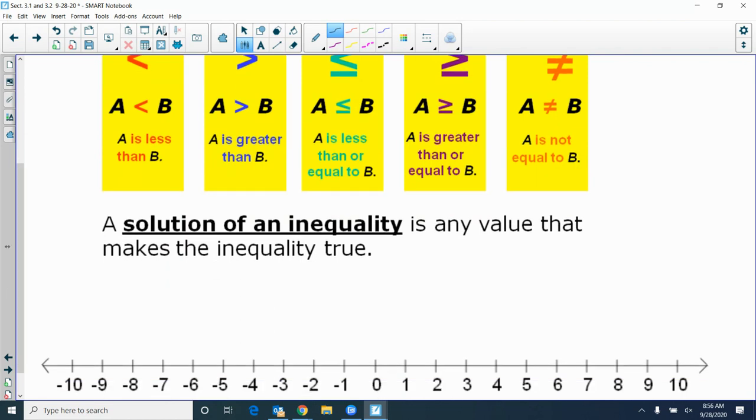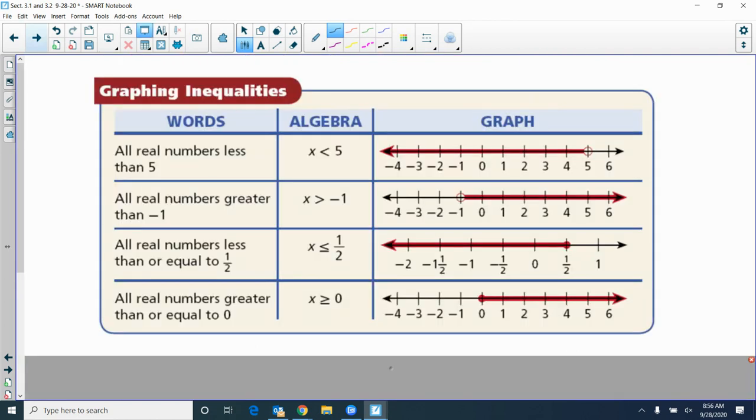A solution of an inequality is any value that makes it true. Here's the key that's going to be a little different. With equations, we got one answer that worked, x equals 2. Here we're going to get a whole slew of answers, because it's going to be like less than 2. So we're going to get more than one answer.